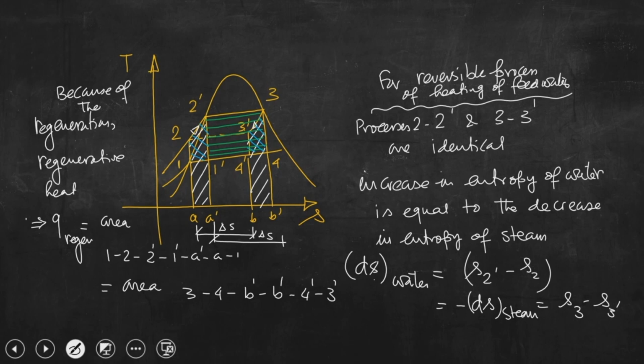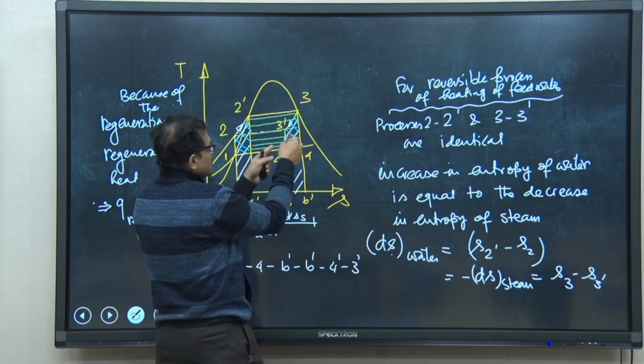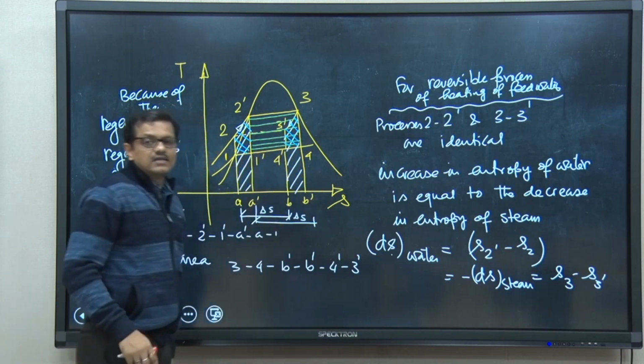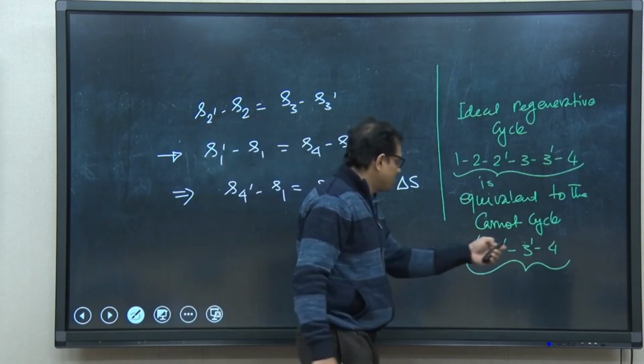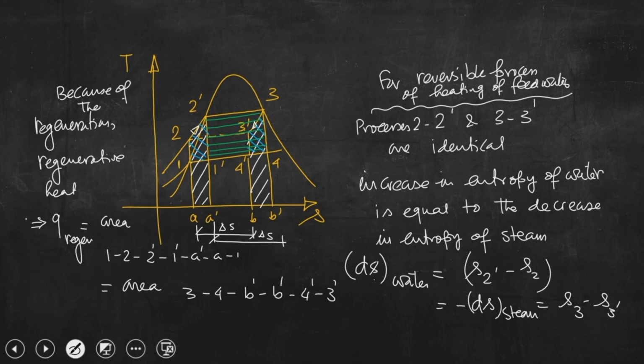If we subtract this area from this ideal regenerative cycle, and if we add this area, then you can understand 1' 2' 3 and 4 you will be getting. Since these two are equal, we are getting a new cycle, and that is the Carnot cycle. So, 1' 2' 3' and 4, this is the Carnot cycle.